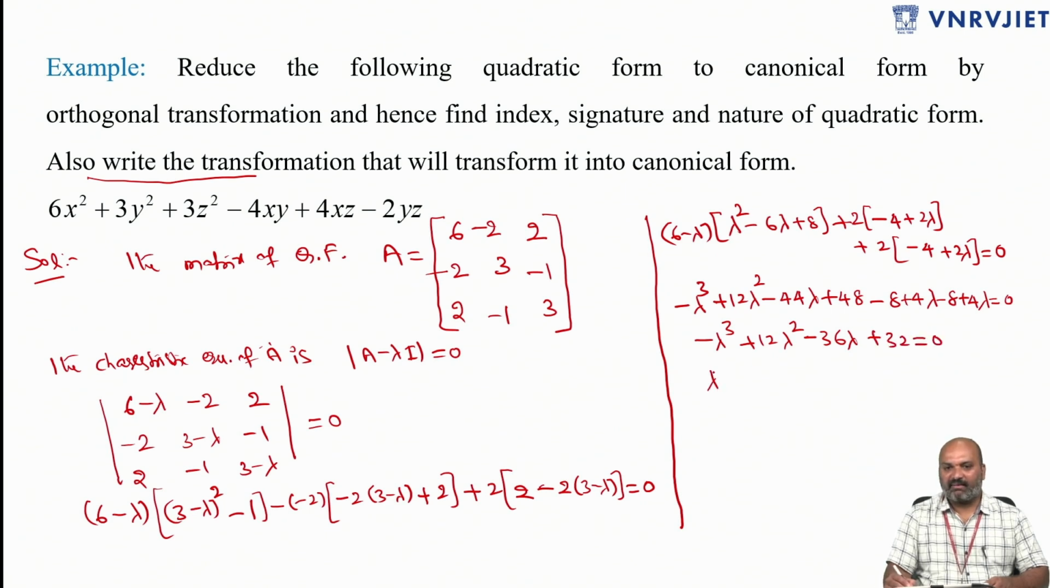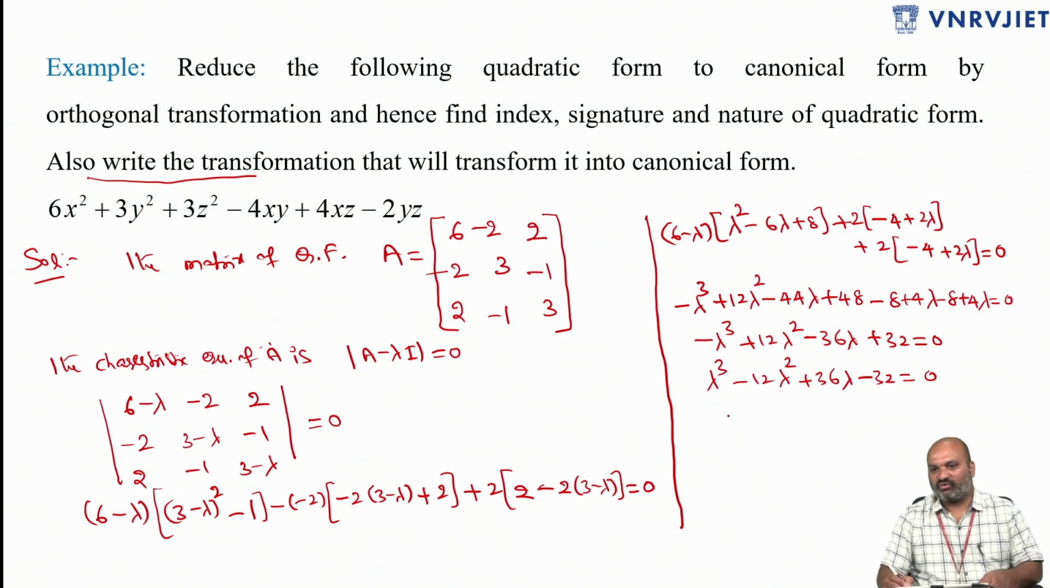Now, let's take minus common and write it as lambda cube minus 12 lambda square plus 36 lambda minus 32, which is equal to 0. Of course, this is the cubic expression. You know how to solve this cubic expression. I am not going into the details. I'll write just the roots of this equation. The roots are lambda equals 8, 2 and 2.